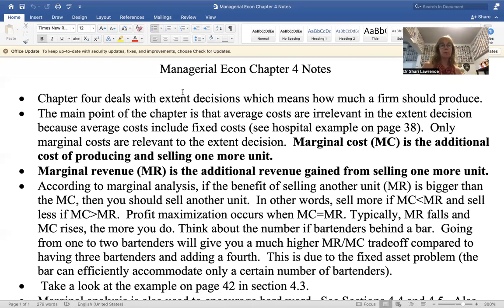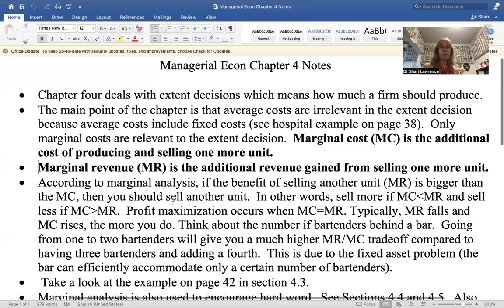When you're reviewing this chapter, make sure you look at the hospital example on page 38. It's a real good example that explains why we don't use average cost when we're trying to figure out how much of a service a company should provide, or how much of a product they should produce. They explain that only marginal costs are relevant. Again, marginal cost is the additional cost of producing and selling one more unit. Marginal revenue is the additional revenue gained from selling one more unit.